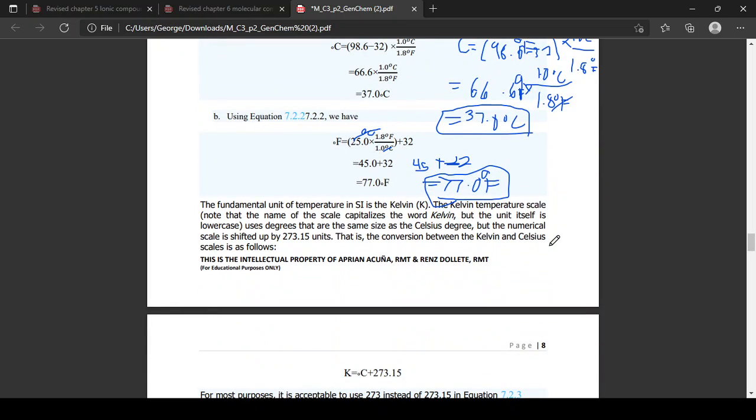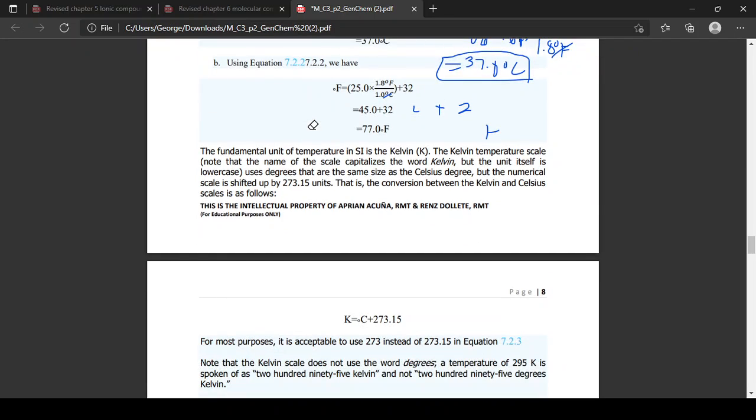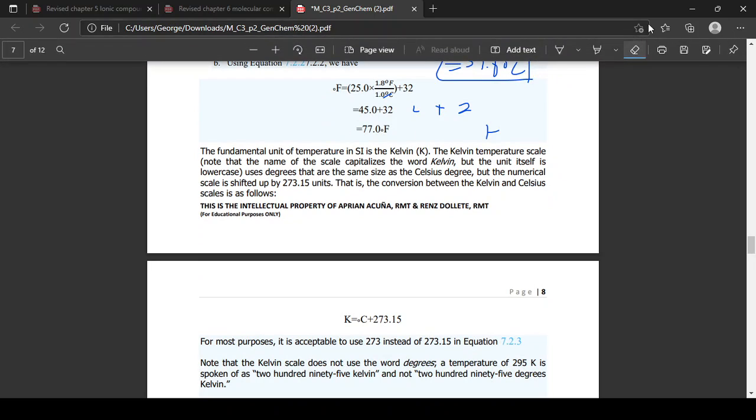The fundamental unit of temperature is, again, kids, the fundamental unit of your temperature is the Kelvin. The Kelvin temperature scale, note that the name of the scale capitalizes the word Kelvin, but the unit itself is a lowercase. Uses degrees are the same size as the Celsius degree. But the numerical scale is shifted up to 273.15. That is the conversion between the Kelvin and Celsius scale as follows.